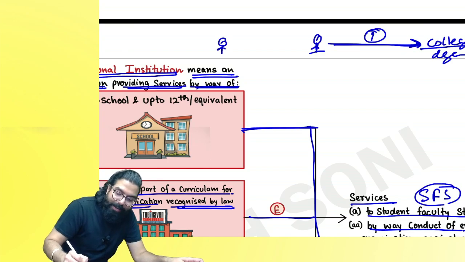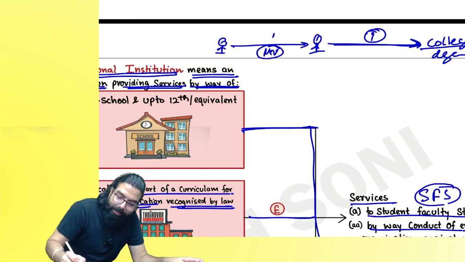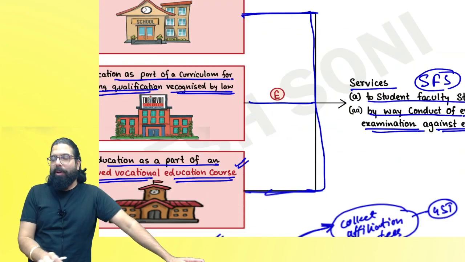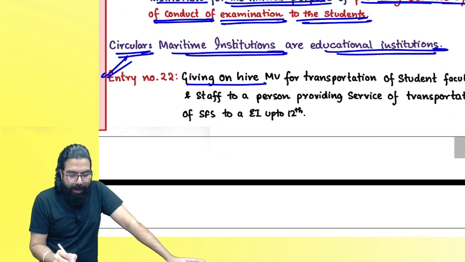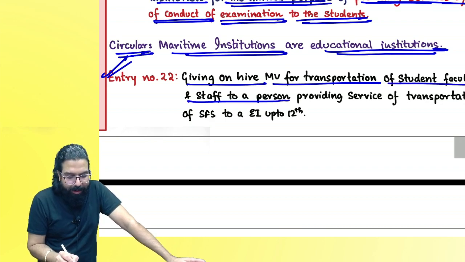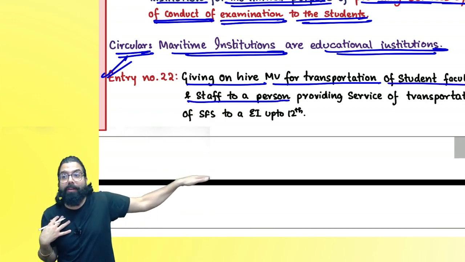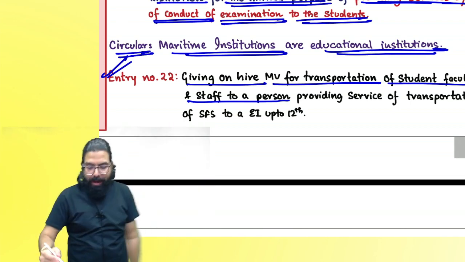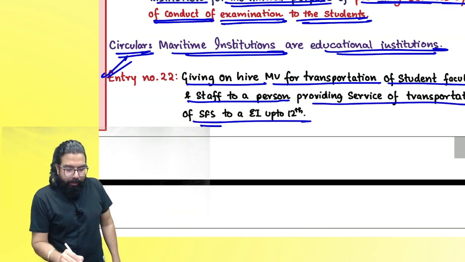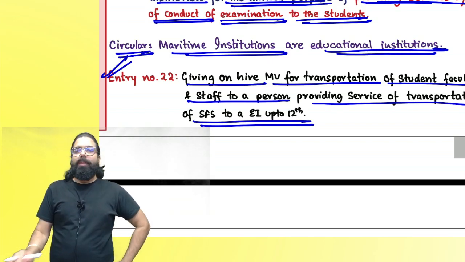Yes, sir. Balu's friend gave him a motor vehicle on rent. Taxable. Are we all clear, everyone? Can we go ahead? I have written down this point over here that, sir, if giving on hire a motor vehicle for transportation of students, faculty and staff to a person providing student transportation facility to an educational institution, if you give it to me on hire, then sir, that will also be exempt. I hope this point is clear.